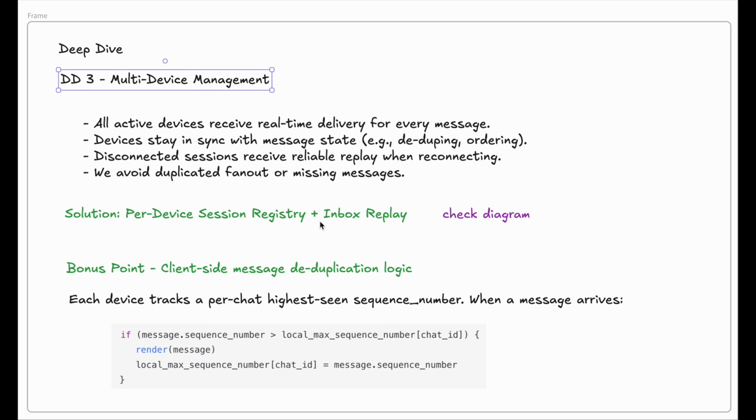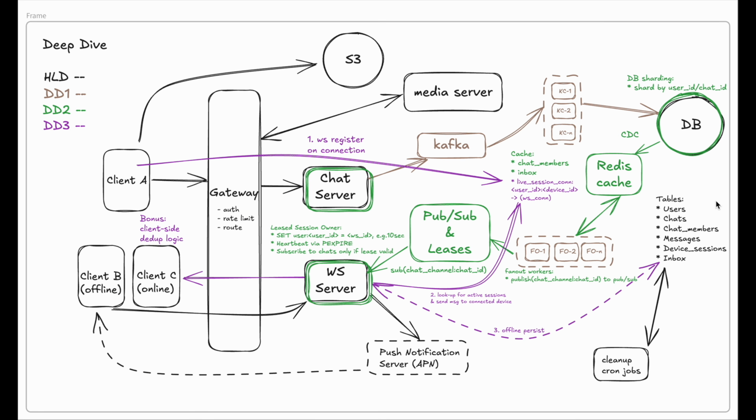In this case, we have a proposed solution. Previously we were based on each user, but now we should be based on each device, as a device or session registry, because every user can have multiple devices. We should make the granularity smaller. And then we also need to think about how inbox replay can happen to keep the state in sync and also avoid duplicates. Let's check our diagram. We denote our deep dive 3 with the purple color, in several steps.